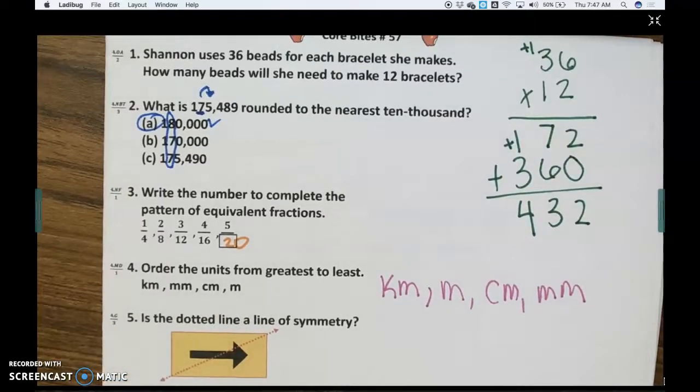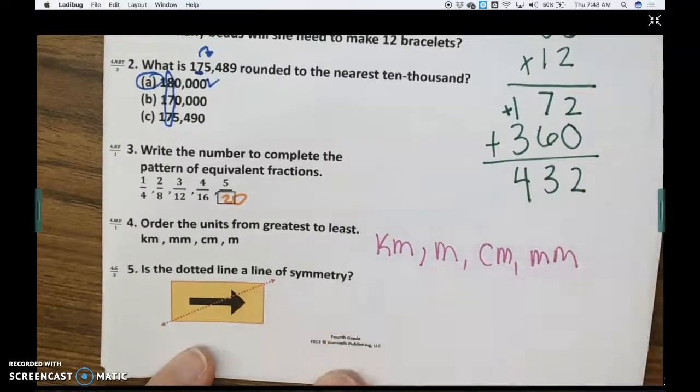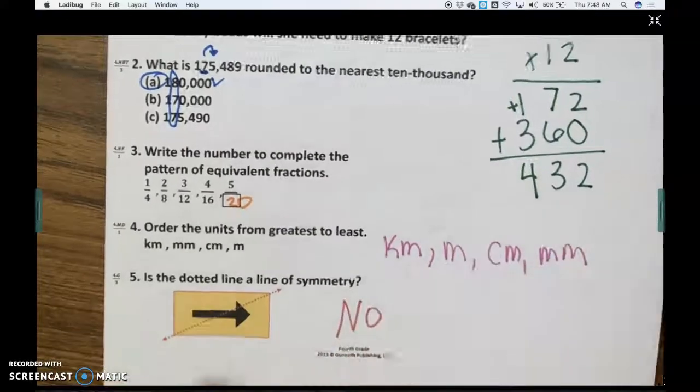And then your last one says, is this a line of symmetry? And if you look at it, it already has an arrow drawn on it. So if you fold it, the arrow is not going to be the same on either side. So the answer there would be no.